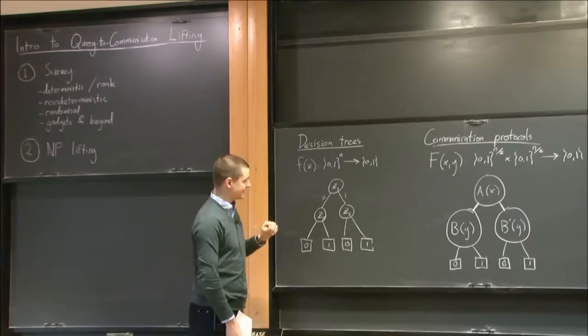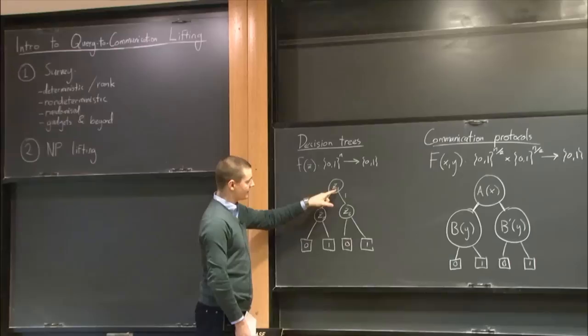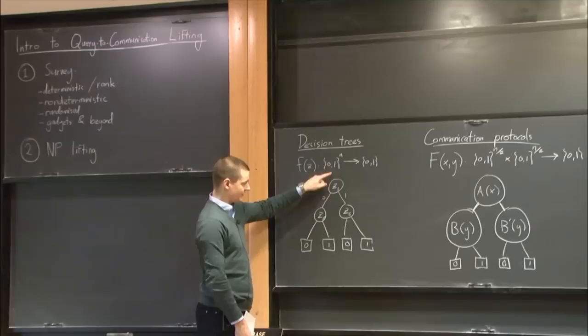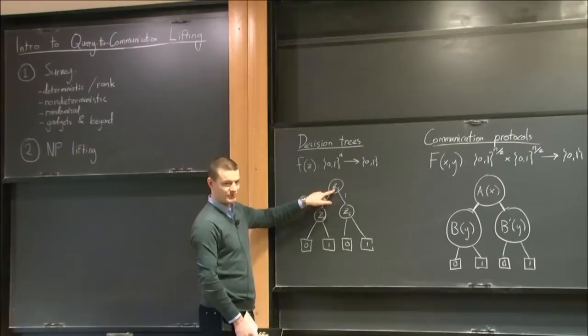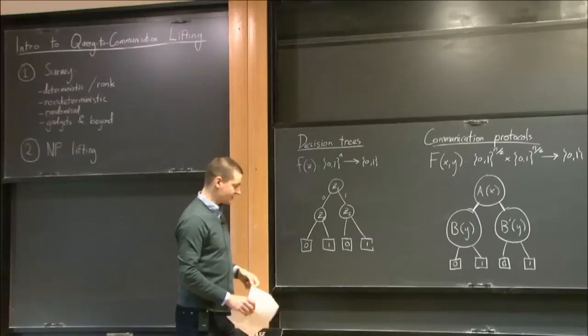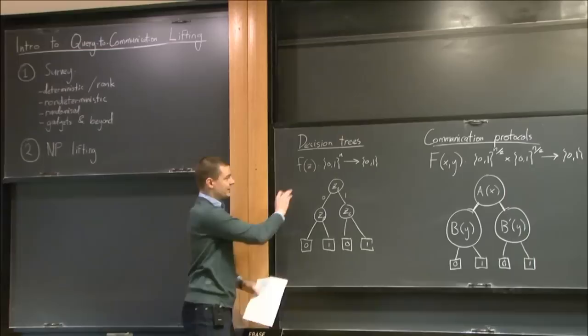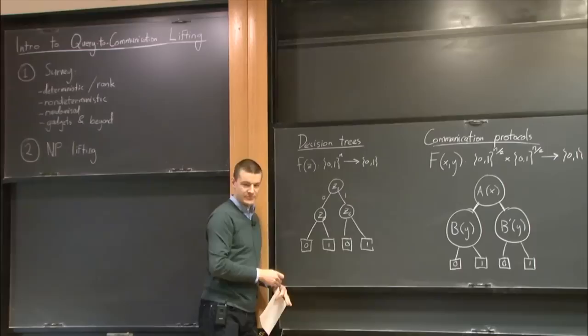So a decision tree is just a tree where the nodes are labeled with the input variables. That means the semantics are that you evaluate a decision tree by tracing a path from root to a leaf. You hit a variable, you query it, you look it up, and based on the value, you branch down until at the end of the leaf, you output a value. So for any Boolean function, you can ask, what is its decision tree complexity? What's the least height of a representation of the function like this?